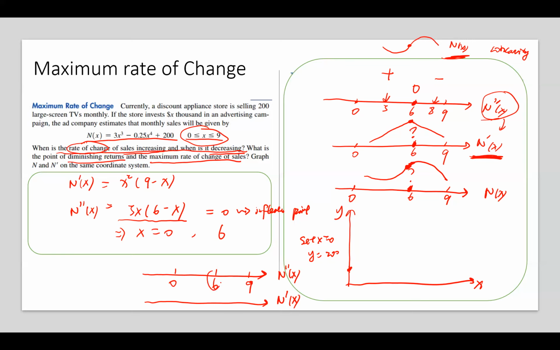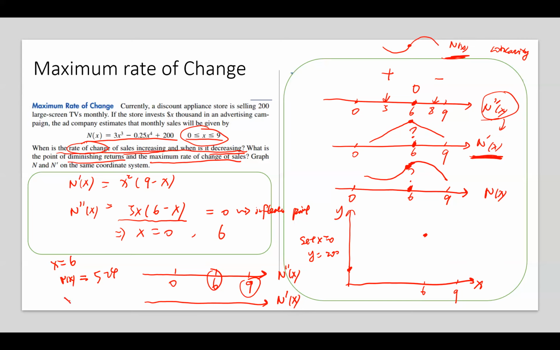Now, we also need some other points. For example, what is the value of y when x is 6 and 9? So let me just do it out. When x equals 6, n of x will be equal to, let me see, if you do the calculation, it's going to be 5 to 4, which is around here. So this is one of the critical points.